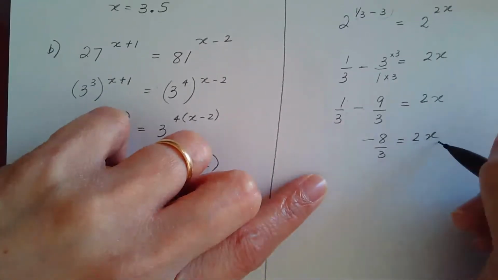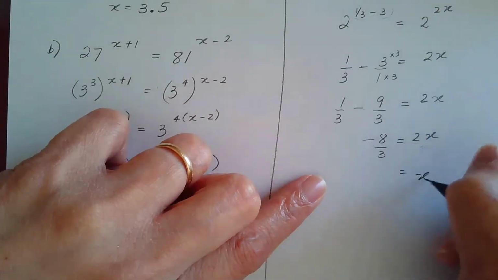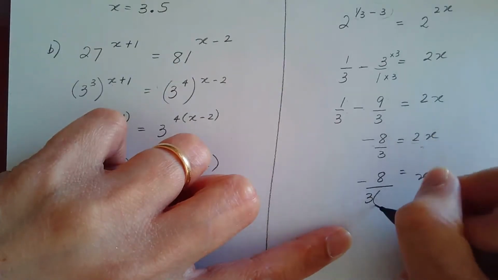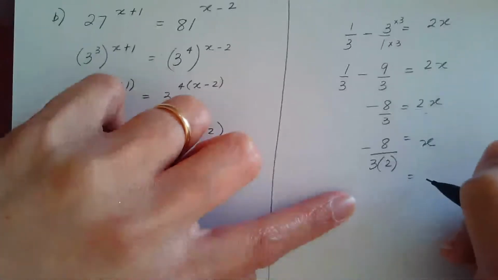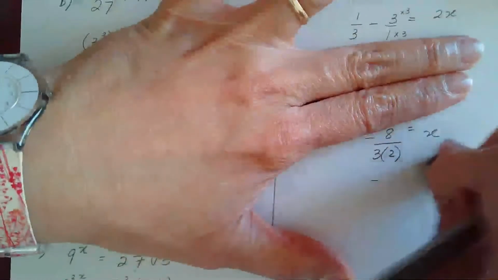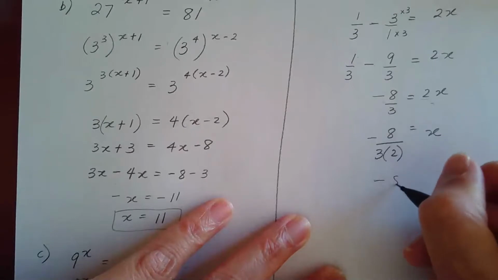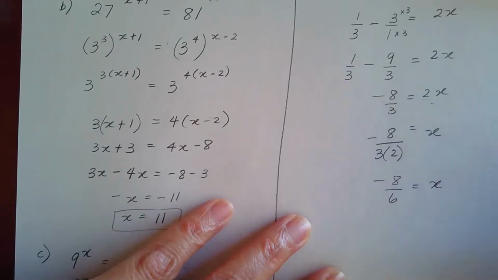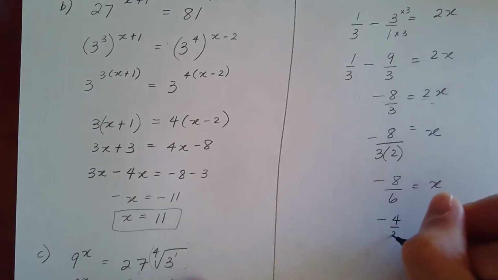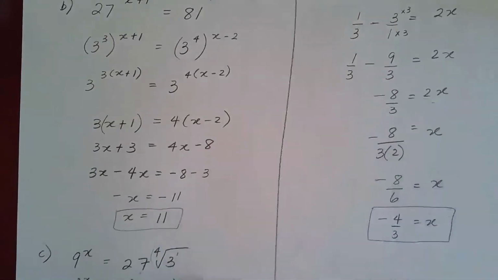And then I have to divide both sides by 2, so that becomes x equals negative 8 divided by 3 times 2. So x equals negative 8 over 6. And of course, we can simplify that as negative 4/3 equals x. Okay, there you have it.